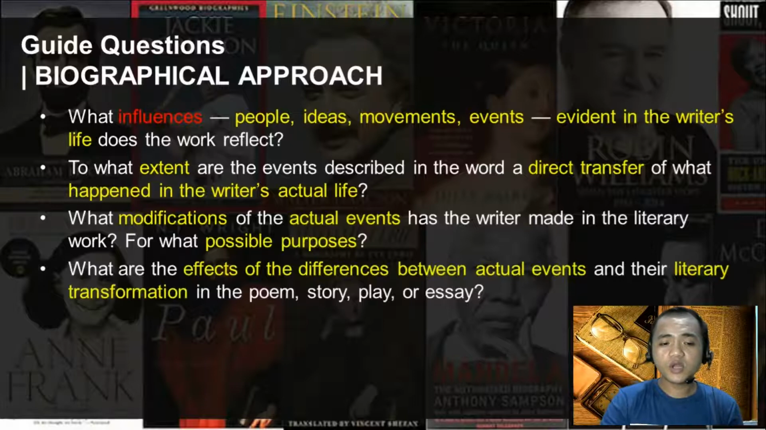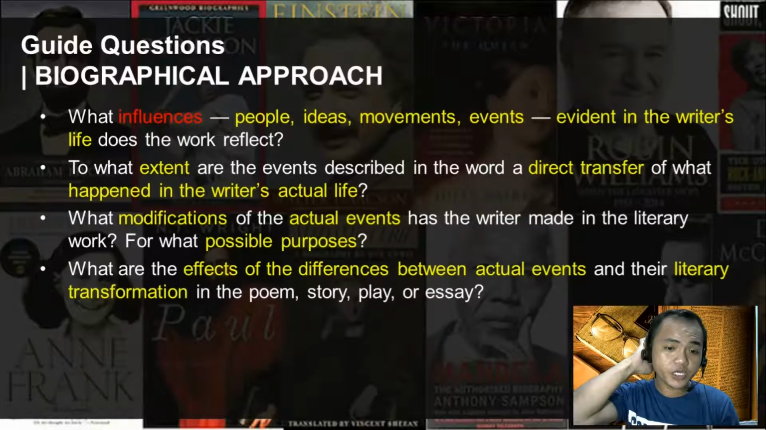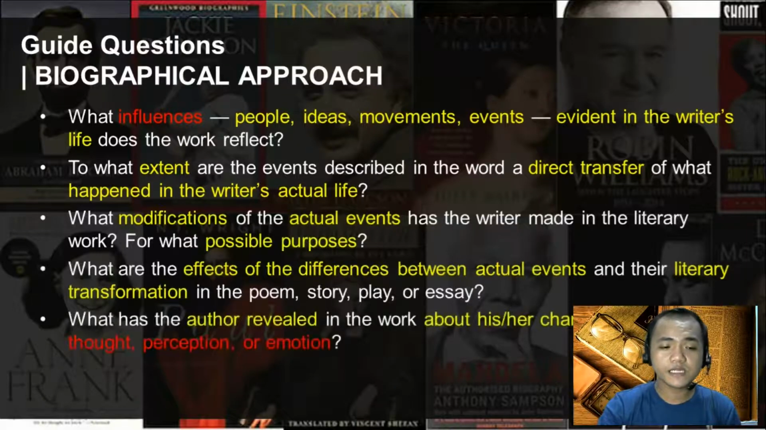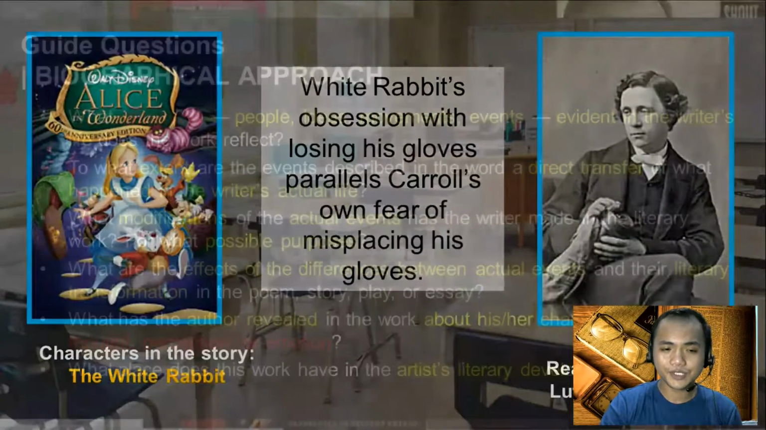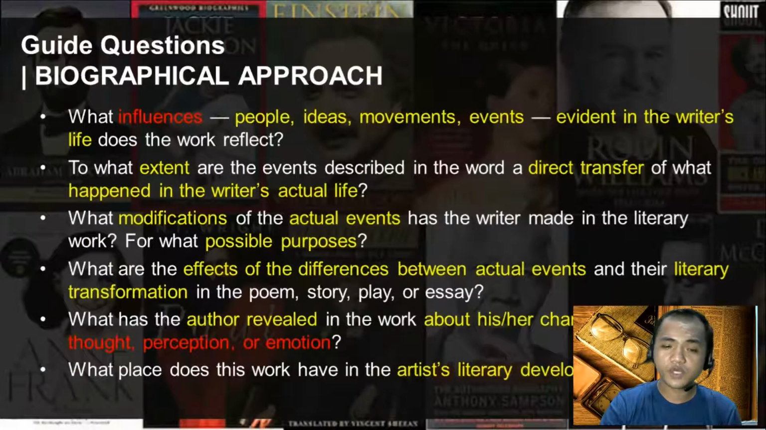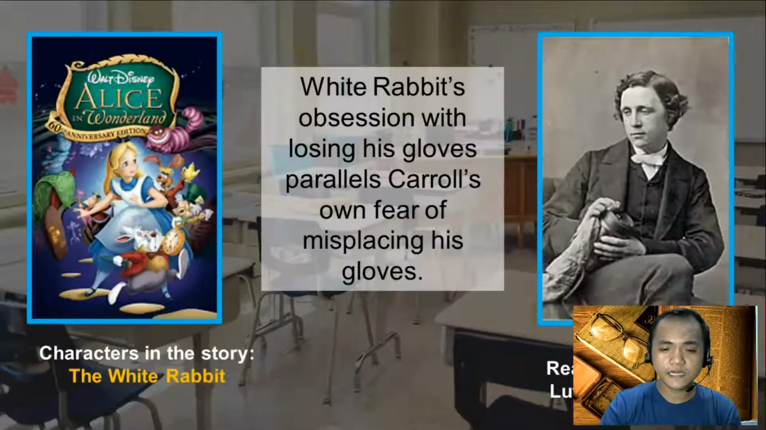We could also ask, what are the effects of the difference between actual events and their literary transformation in the poem, story, play, or essay? We could also ask, what has the author revealed in the work about his or her characteristics, mode of thought, perception, or emotion? What place does this work have in the artist's literary development and career? So these are the questions that we could ask when we apply this approach in analyzing text.